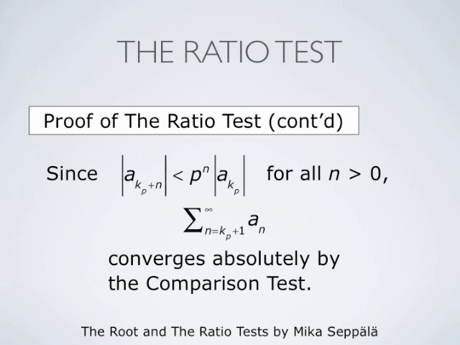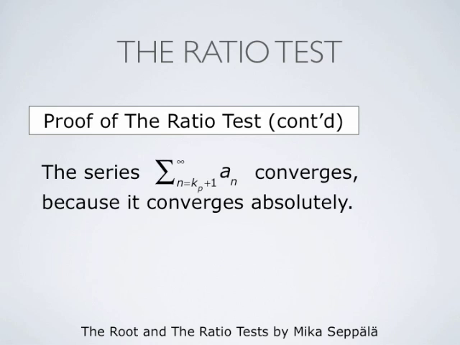We have seen that the absolute value of a_{k_p+n} is less than p to the power n times the absolute value of a_{k_p} for all n positive. This means that the series summation n from k_p+1 to the infinity a_n converges absolutely by the comparison test. And since this converges absolutely, it also converges. So we conclude that the series summation n from k_p+1 to the infinity a_n converges.